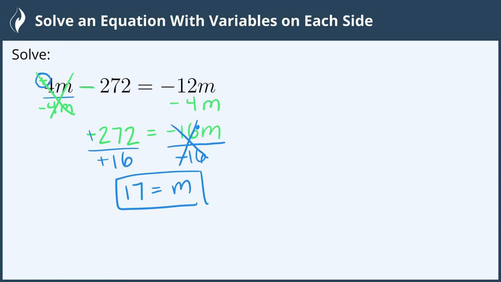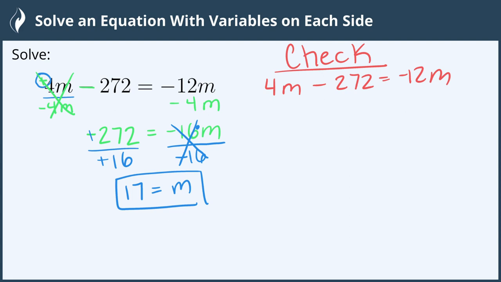However, we should always go ahead and check to verify that we did all of our operations correctly. So we substitute our answer, 17, back into the original equation, 4m minus 272 equals negative 12m. And we'll substitute what we got, 17, in for each of the variables to see if it holds true. So we have 4 times 17 minus 272 equals negative 12 times 17.